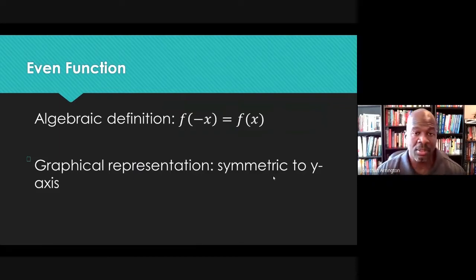That may seem a little vague, but I'm going to explain it because that's pretty important. The algebraic definition is that f of negative x equals f of x. And the graphical representation is that such functions are symmetric to the y-axis. When we break down the algebraic definition, you'll see why calling such functions even is such an appropriate term. Let me look at an example of an even function and break it down with the algebraic definition and the graphical representation.